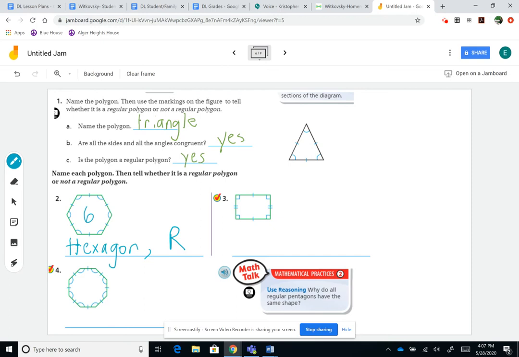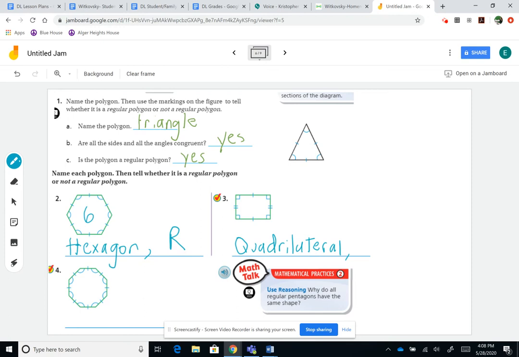Now, what about number 3? Number 3 is a quadrilateral. Now, you might have said rectangle, and that's fine. A rectangle is a quadrilateral, but we didn't go into specific quadrilaterals. So I would say quadrilateral is fine. Q-U-A-D-R-I-L-A-T-E-R-A-L. Lateral. It's a long one. And I want you to look closely. Is this a regular or not regular polygon?